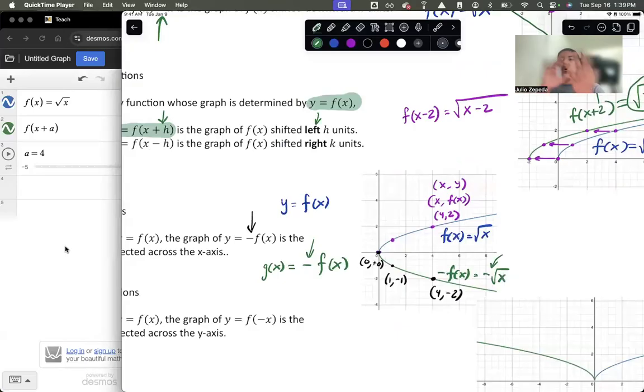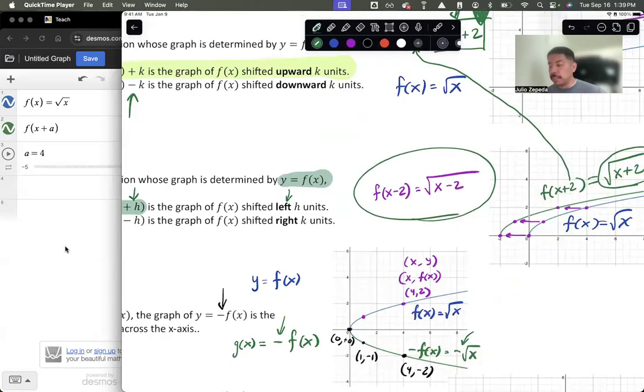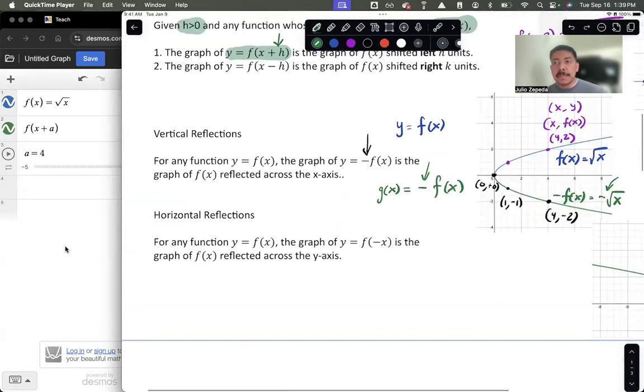So how do we get a horizontal reflection? Well, how we got a horizontal shift earlier was to put a number inside of the function. To get a horizontal reflection, it's going to come in a similar way.